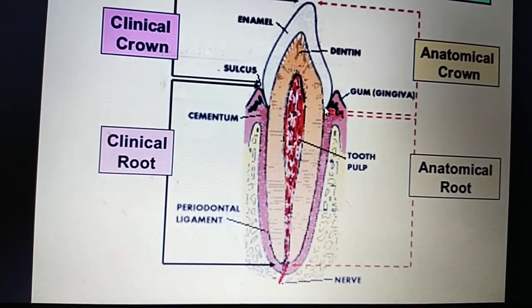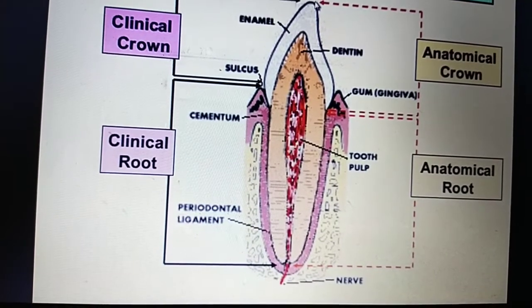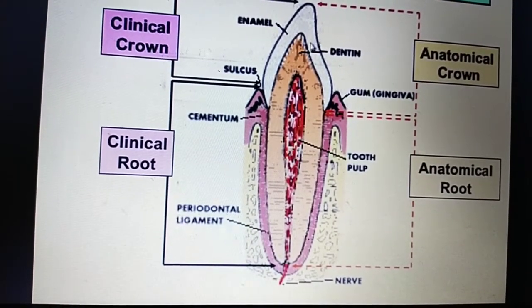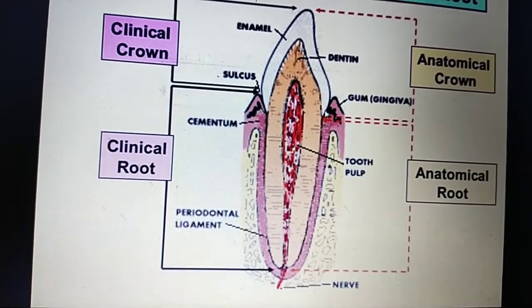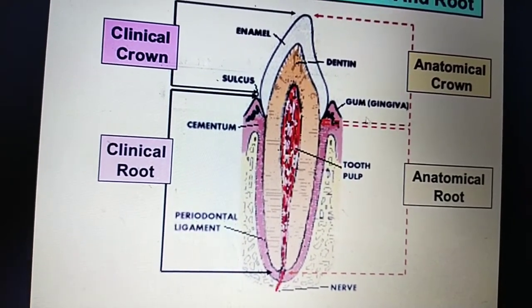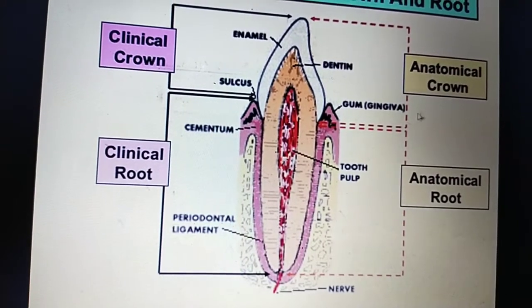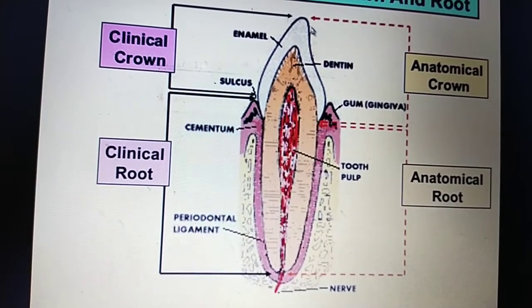From here it starts and ends here, and whichever part of the tooth is covered by enamel, that much is the anatomical crown. You can see here from here to here.